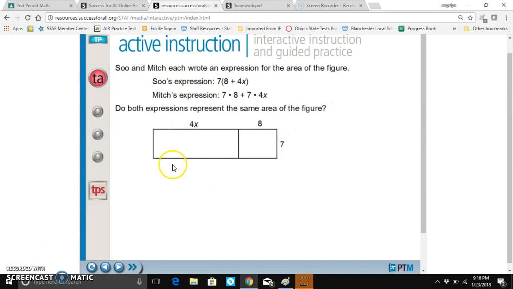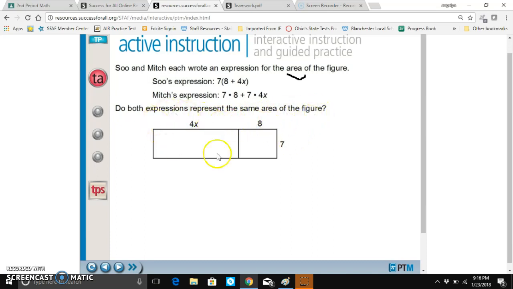Okay, this is a word problem. It says Sue and Mitch each wrote an expression for the area of the figure. Okay, remember what area means? Area of a square or rectangle is length times width. Sue's expression is 7 times 8 plus 4x. Mitch's expression is 7 times 8 plus 7 times 4x. They want to know, do both expressions represent the same area of the figure?